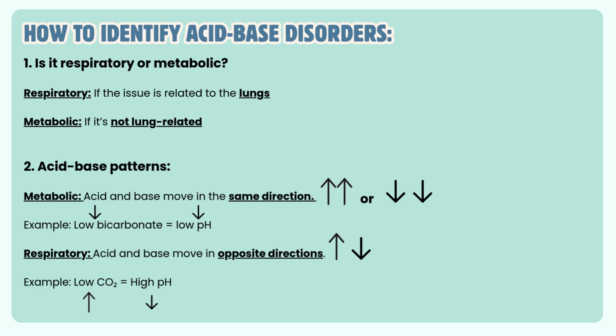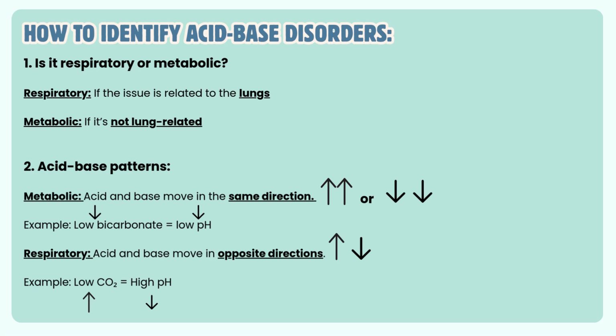Next, acid-base patterns. In metabolic disorders, acid and base move in the same direction. Example, if bicarbonate is low, pH will also be low. The arrows point in the same direction, both low. Then, just determine if the pH is acidic or alkalotic.